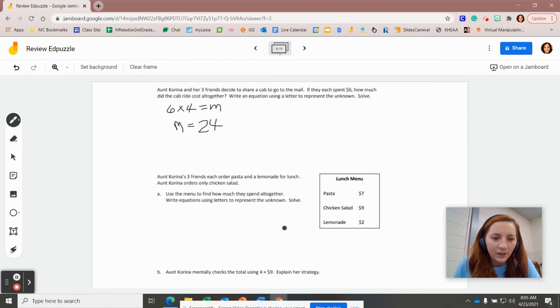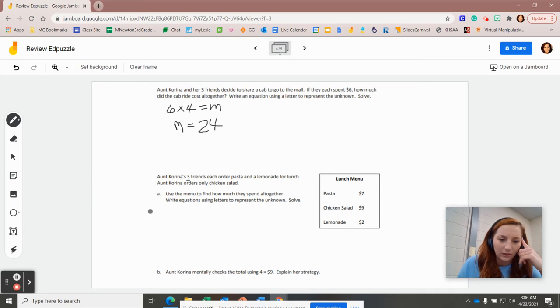All right, number 2. Aunt Karina's 3 friends each order pasta and a lemonade for lunch. Okay, so we have our menu over here. Aunt Karina's 3 friends, they order a pasta plus a lemonade. But Aunt Karina orders only a chicken salad. Use the menu to find how much they spent altogether. So her friends got a pasta and a lemonade, 7 plus 2 is $9. So her friends spent $9 for lunch, and there were 3 of them.